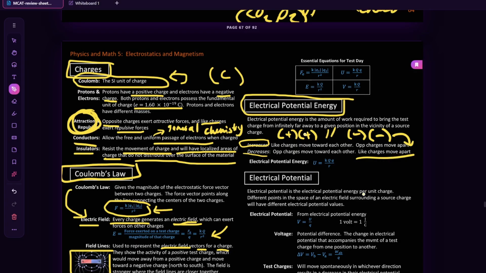So you have to do positive work and potential energy increases for like charges. If you have opposite charges, they're pulling toward each other and doing a lot of the work for you. So potential energy actually decreases, right? So potential energy would decrease because the opposite charges are attracted to each other. So they're already attracted to each other, so you don't have to do a lot of work to bring them close to each other, right?